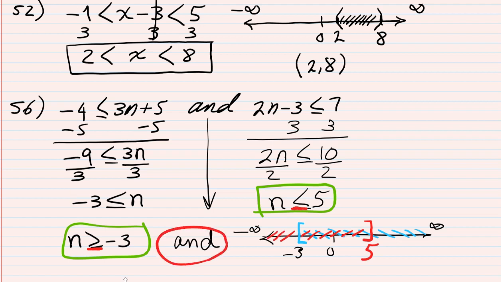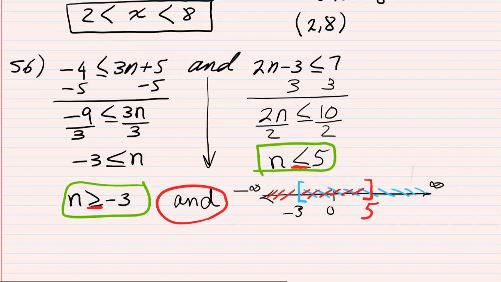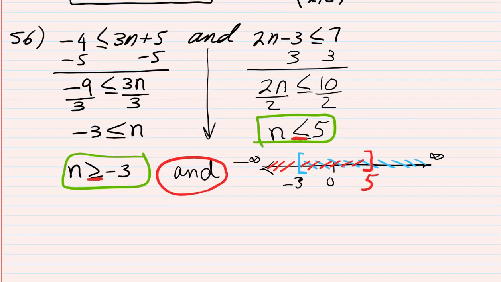This is a conjunction, true? So the solution must work in both parts of that conjunction. As a result, the solution is going to be bracket negative 3 comma 5 close bracket. And there we have it. That's the solution to number 56.